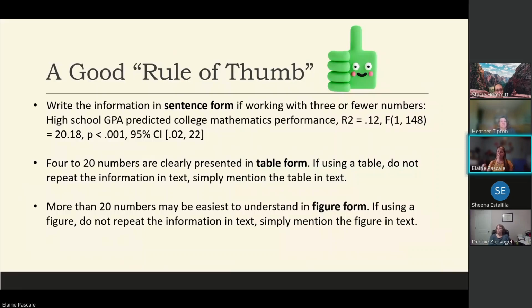This is a rule of thumb, meaning it's not a hard and fast rule, but it's something to keep in mind. If you only have like 2 or 3 numbers, just write it as part of the text. You don't need a table or a figure in that instance. 4 to 20 numbers are often clearly represented in a table form. There's often not enough there for a clear figure. More than 20 is probably best in a figure. That's a lot for a table. That would be a long table. But again, if you're working with a mentor and they want that really long table, then you do what they say.